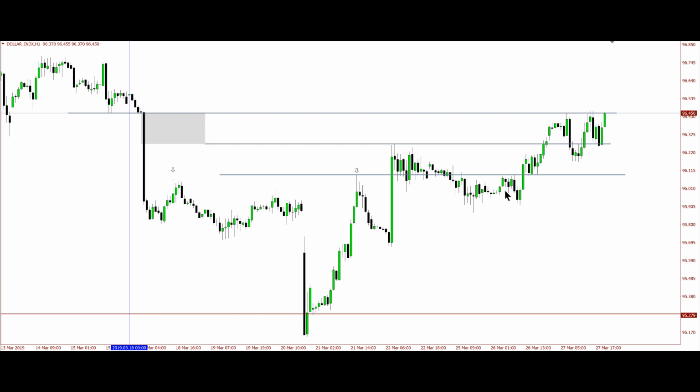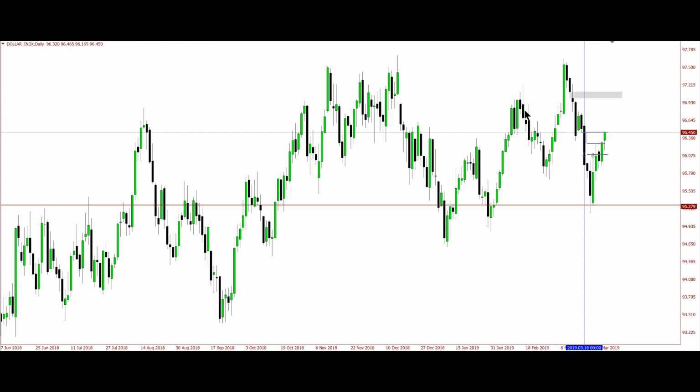Near-term liquidity profile is these equal highs up here. We'll look to see if those get raided. And then obviously beyond that is that area on the daily chart I mentioned over here. So this is the point of interest for me.